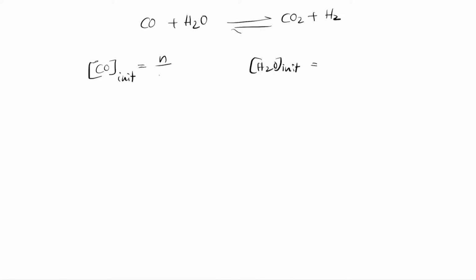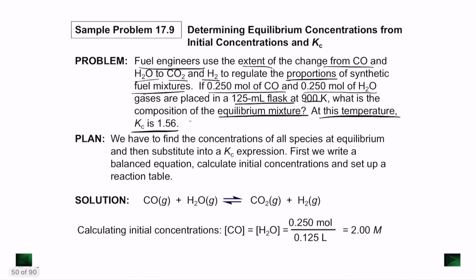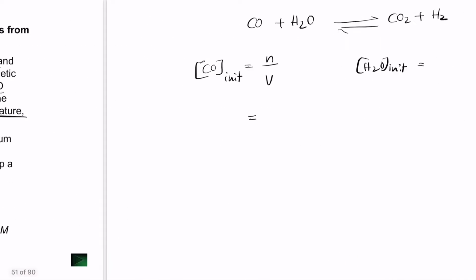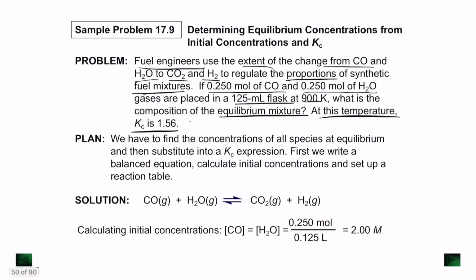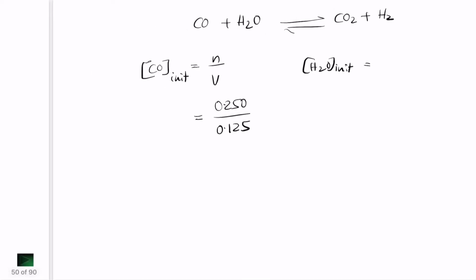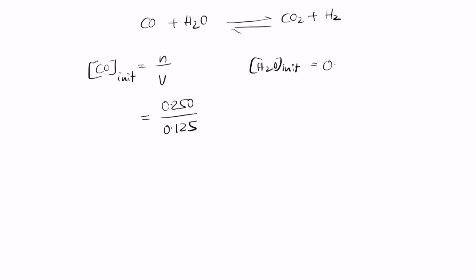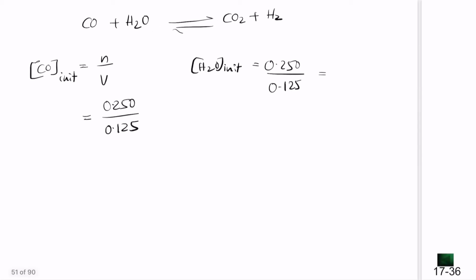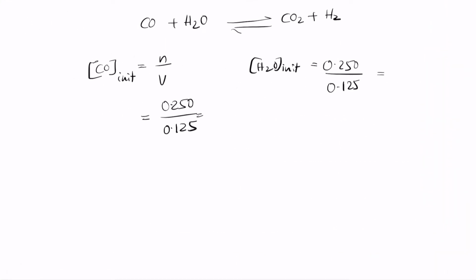Which is also again number of moles by volume. So the number of moles is 0.250 with a 125 ml flask. So 125 ml can be written as 0.125 liters. And H2O concentration is 0.250 over again 0.125. So this can be written as 2 molar each. So this is 2 M and this is 2 M each. So these are the initial concentrations. So now let's try and write the reaction table for this. So CO plus H2O gives CO2 plus H2.